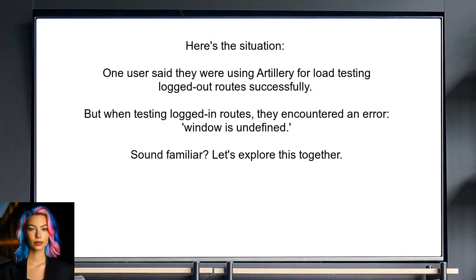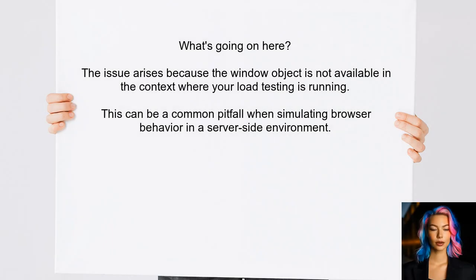Here's the situation. One user reached out saying they were using Artillery for load testing, and logged out routes worked successfully. But when they tried to test logged-in routes, they encountered an error with the window being undefined. Sound familiar? Let's explore this together. So what's going on here?